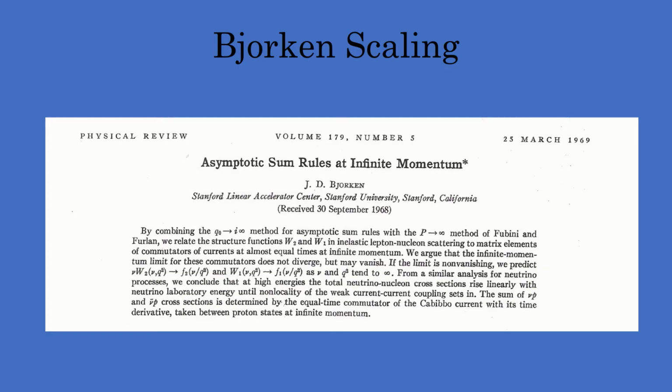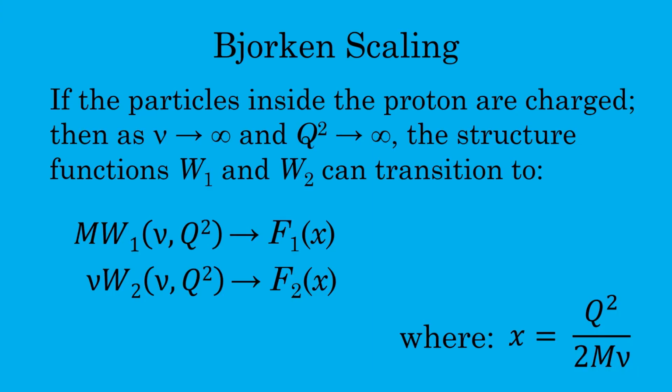James Bjorken of SLAC theorized that if protons contain charged particles, then as nu and q squared approach infinity, the structure functions W sub 1 of nu and q squared and W sub 2 of nu and q squared should become functions of a dimensionless variable x. Then, the 2 structure functions W sub 1 and W sub 2 could be replaced by 2 structure functions f sub 1 of x and f sub 2 of x, as shown.